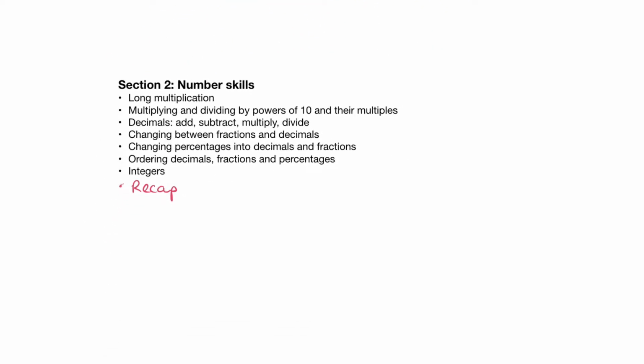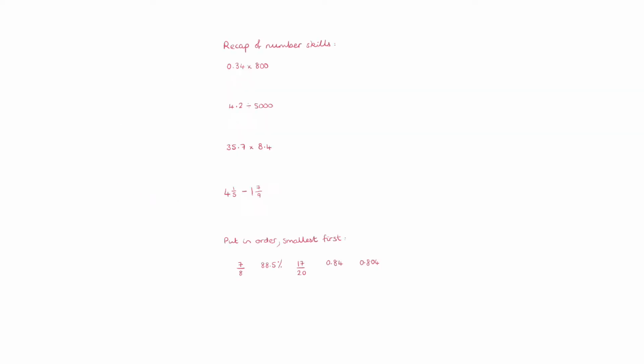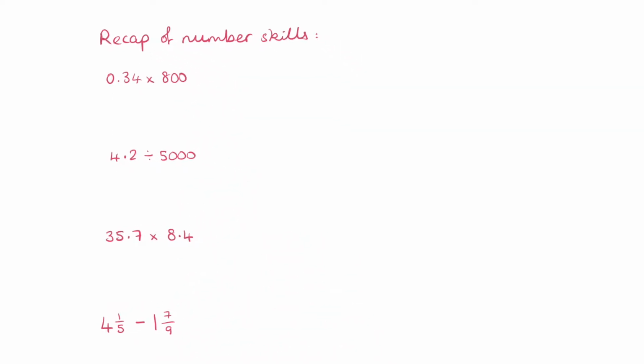So what we're going to do today is just a recap of all the number work that we've been doing recently. Okay, so 0.34 times 800. A couple of different ways of doing that. Remember, when you're multiplying by 800, you need to be multiplying by 8 and multiplying by 100, and it doesn't matter what order you do that in. So I would suggest, because we've got a decimal here, the best way to do it is 0.34 times 100 first, because that just gives you 34, and then times that by 8. So 4 8s are 32, 3 8s 24, add 3 is 27. So the answer is 272.